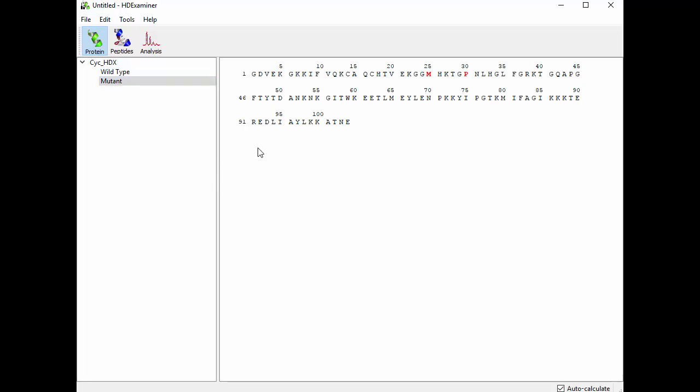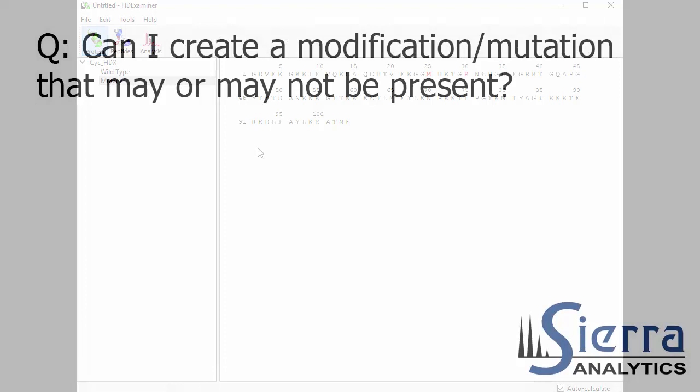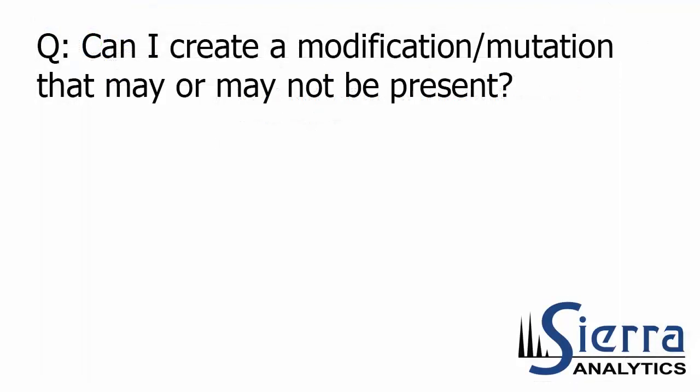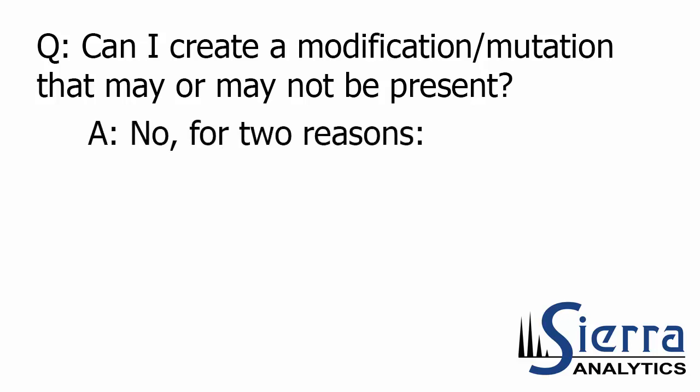Now, from here, whenever you import peptides, HDExaminer will do the right thing and will look for the correct isotope clusters in both the wild type and the mutant protein states. So a question I often get from HDExaminer users is, well, can I set up, say, a modification that may or may not be there within a single protein state? And the answer is no, for two reasons.